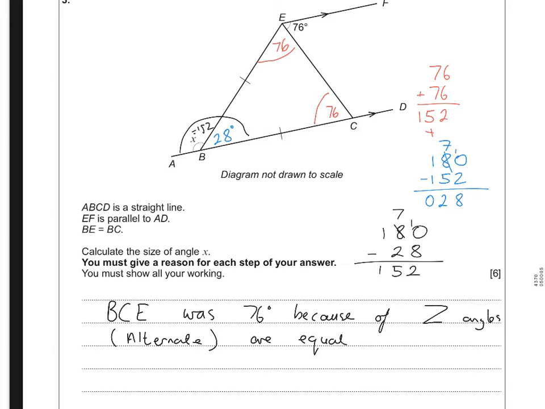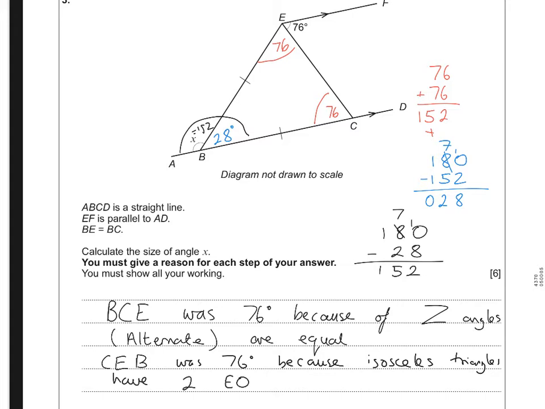The next thing I'm going to say is angle CEB, so E being in the middle means that top one here, that's what this one means, is also 76, was 76, and that's because of isosceles triangles. So because isosceles triangles have two equal angles.